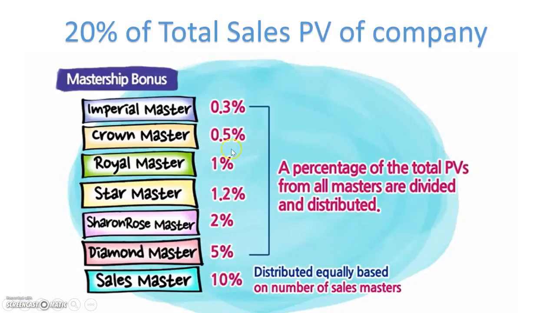How much is the bonus? It's 20% of the total sales PV of the company. That means 20% of the sales profit. This 20% will be distributed to all the masters. The first level master, the lowest level master, gets the most, which is 50% of this 20%. So these are a lot. Sales master, the lowest level, will get a lot, and then as you move up the mastership, the percentage goes lower and lower.